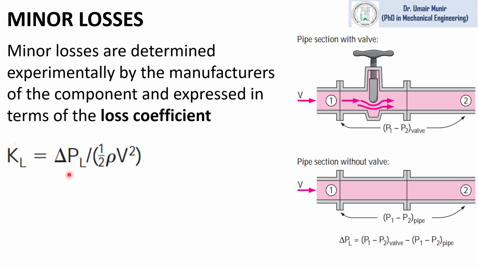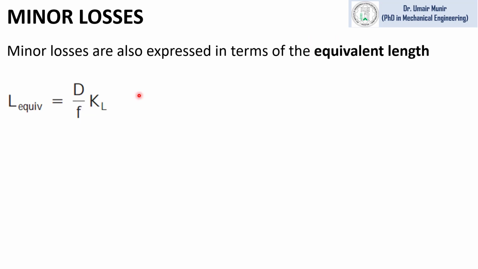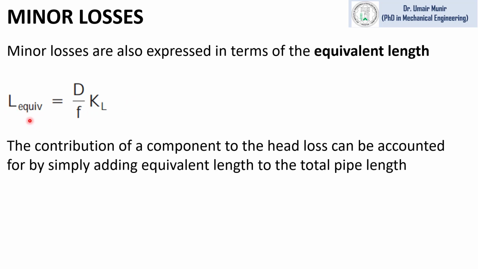If we have the pressure drop value and velocity through the pipe, we can find the loss coefficient by this expression, where KL represents the loss coefficient. After knowing the loss coefficient KL, we can find the head loss from this valve or any other pipe component. Minor losses are also expressed in terms of equivalent length. When we have this loss coefficient KL, we can find the equivalent length. This equivalent length will be added to the total length of the pipe to find the total loss in the piping system.